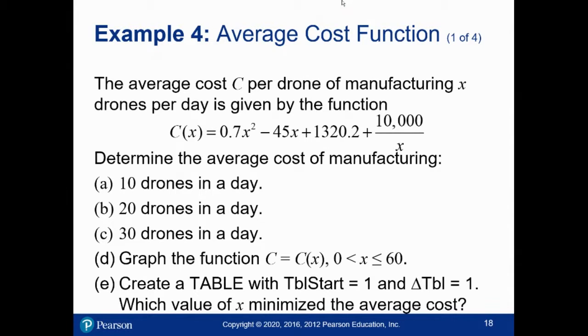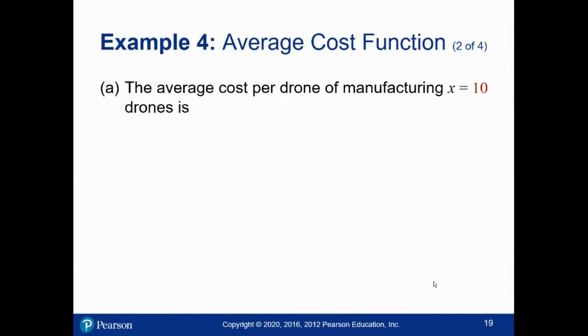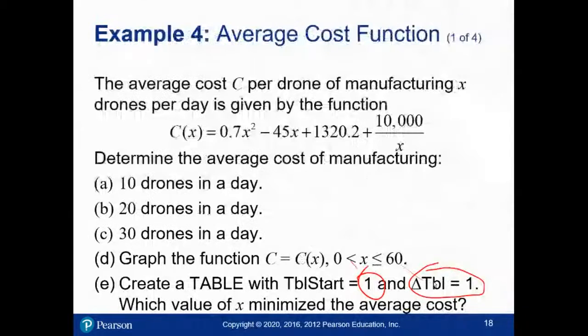and if you're using a calculator, compute a table that starts at an x value of 1 and then increments by 1. Which value of x minimizes the average cost? You might be interested, if you're running a business, in minimizing your costs, so that could be an important problem. Determine the average cost of 10, 20, 30 drones, graph the function, create a table, and find the minimum. I'll pause while you do this.